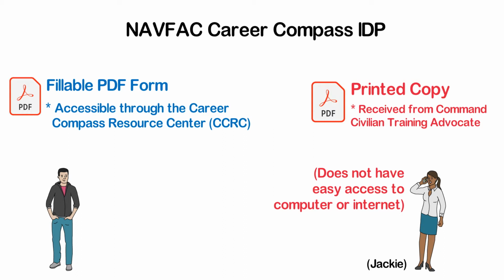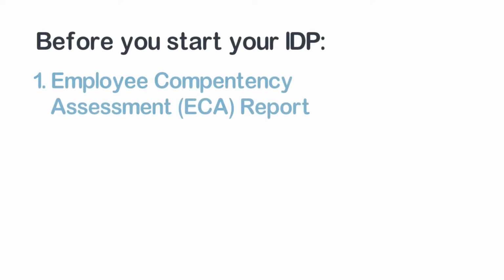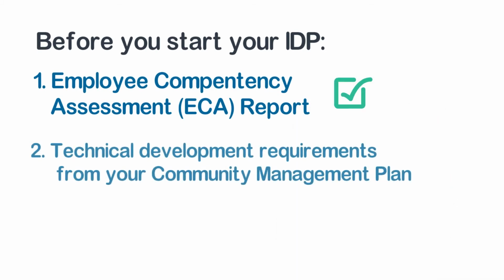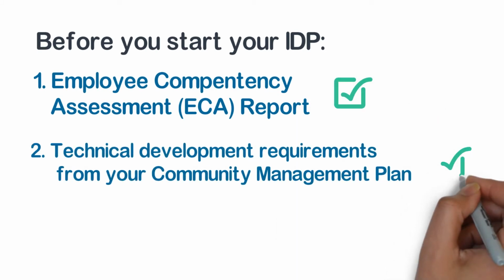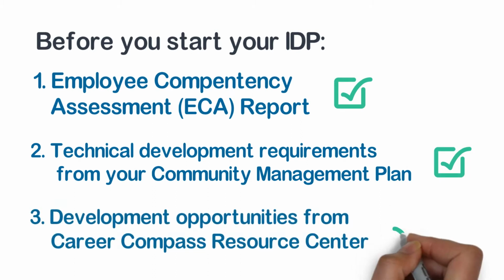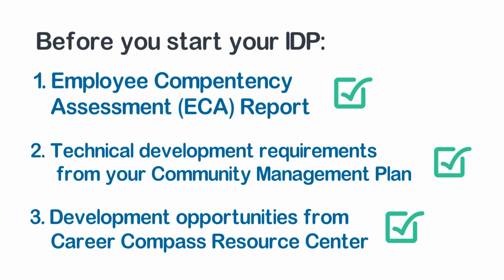Now, let's take a closer look at the Career Compass IDP form that Andre, Jackie, and you will complete. First, you'll need to make sure that you have your ECA report, the list of technical development requirements from your community management plan, and the list of development opportunities you've identified from the Career Compass Resource Center. Once you have those items, plus your individual development plan form, you can get started.